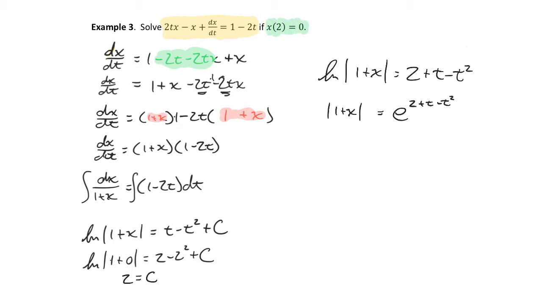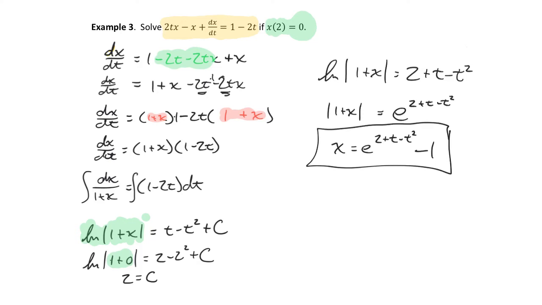The reason we can is because we were given some information here about x at some particular value. When I substituted 0 in for x down here, the argument of the natural logarithm was a positive number. So we're going to make the assumption that anytime we plug an x value in, it will be positive. So we really don't need those absolute values. And we can write our final answer as x equals e to the 2 plus t minus t squared minus 1. There is our final answer.